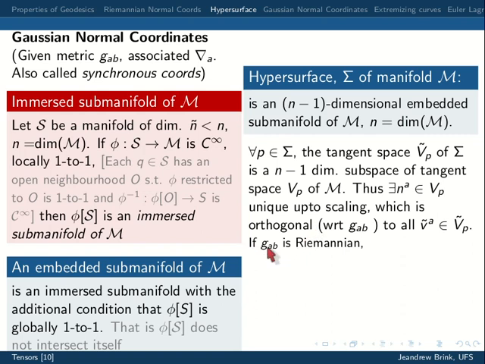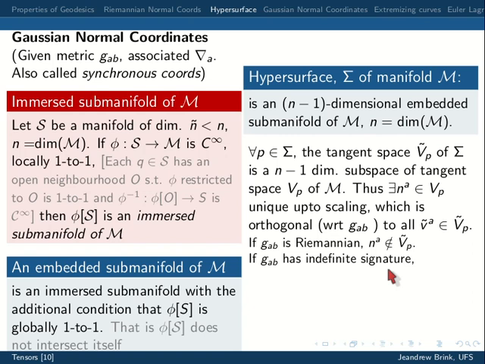And now it goes on, if your metric is Riemannian, and by Riemannian I mean that if you diagonalize the metric, all the eigenvalues are positive. Okay, so that's a Riemannian metric. Then your normal vector is never in the tangent space of your embedded manifold.